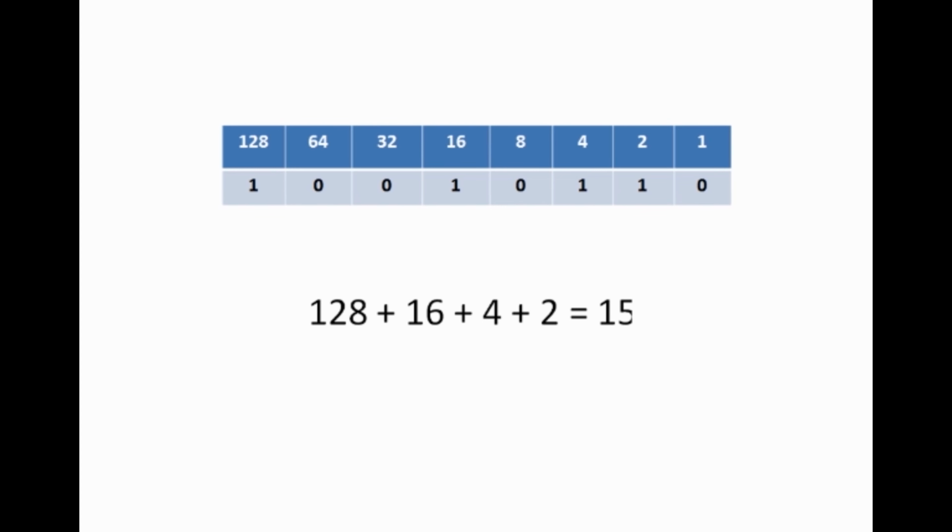In other words, 128 plus 16 plus 4 plus 2, if we add all that up, that gives us 150. 150 is the decimal equivalent of the binary number 100101110. It gets a little bit more complex when we go in the other direction, however.